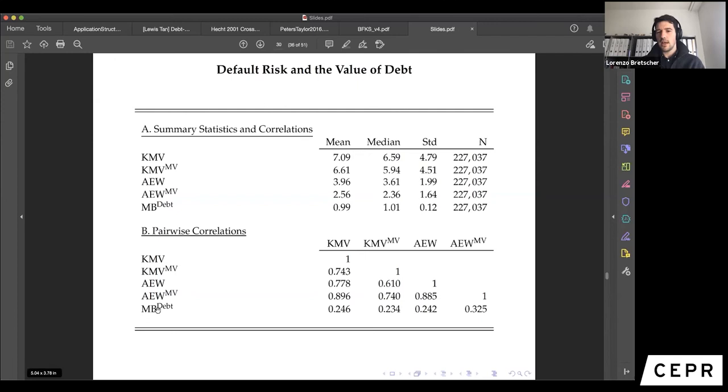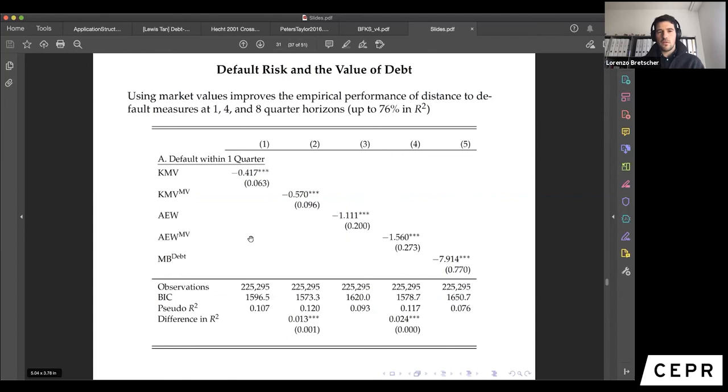existing predictors, okay? So first step is at horizons of 1 quarter, 4 quarters, and 8 quarters to see whether swapping book values for market values leads to some improvements. Indeed, they do.